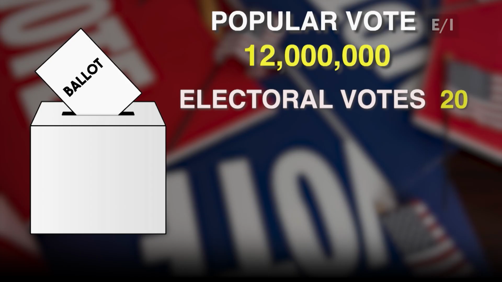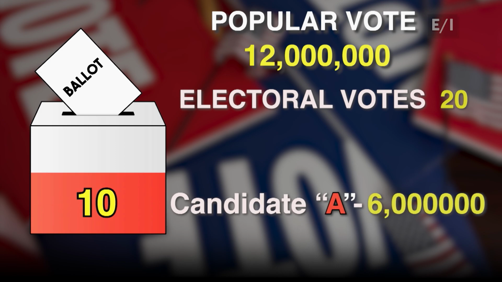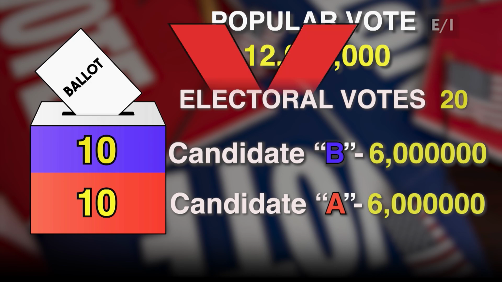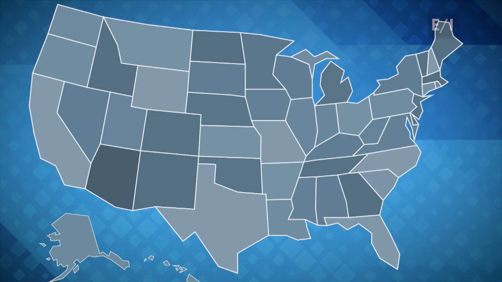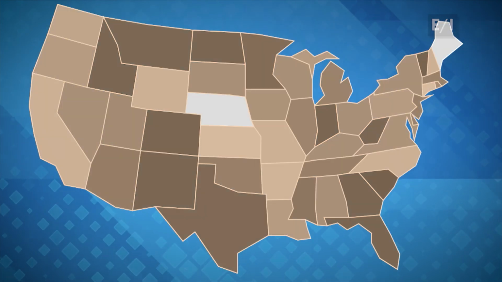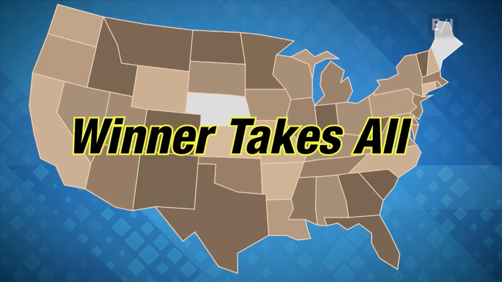Still with me? Okay, now listen to this. You'd think that if half the people in the state vote for one candidate and half vote for the other, then the electoral votes would be allocated accordingly. Not so. Only 2 states, Nebraska and Maine, allocate their electoral votes according to the popular vote. Instead, most states are winner takes all.